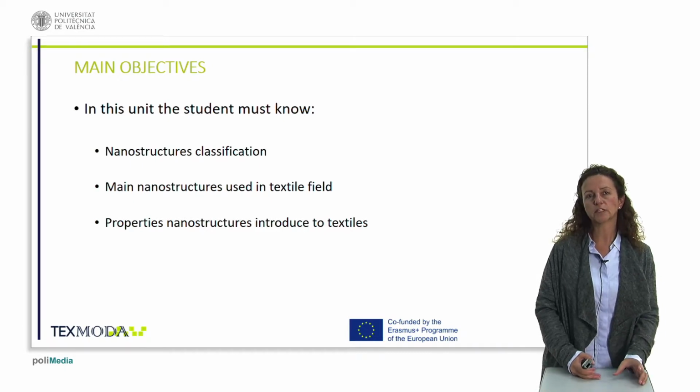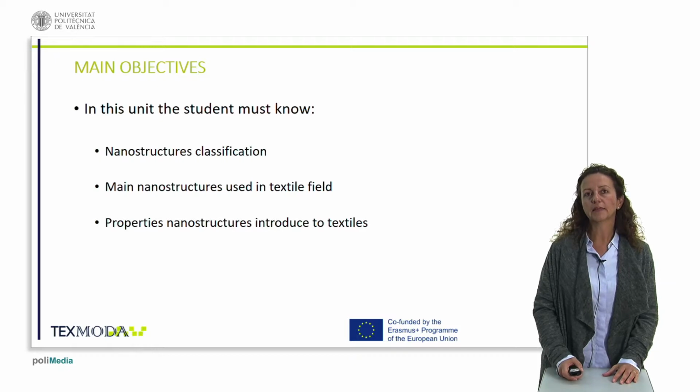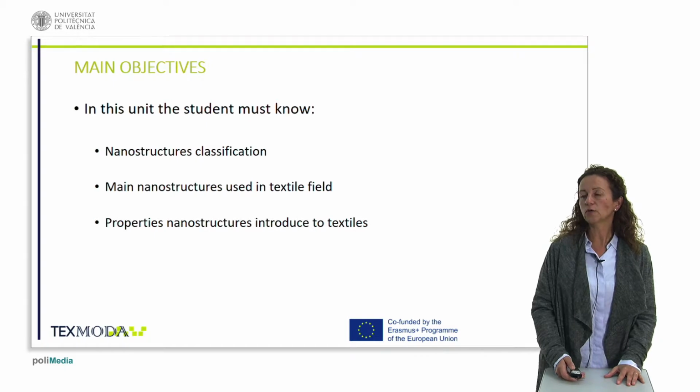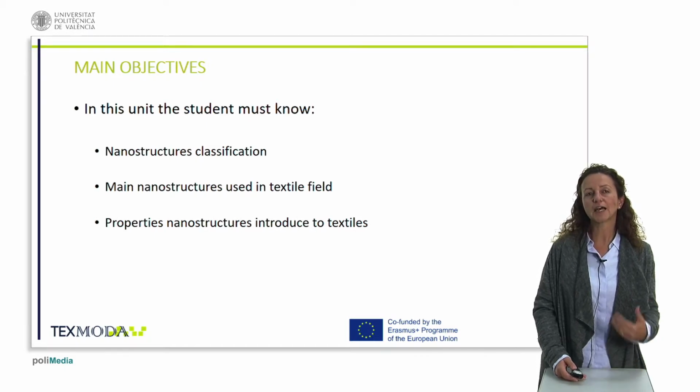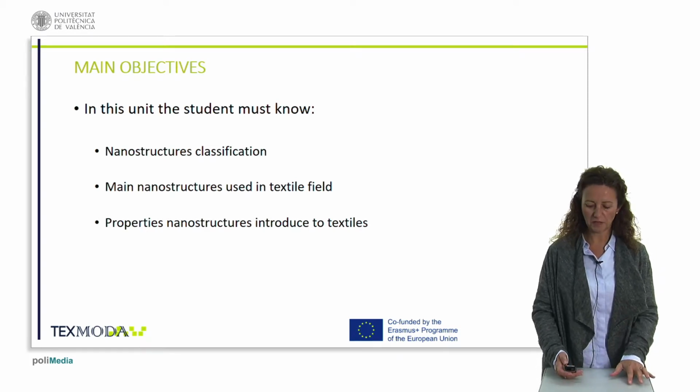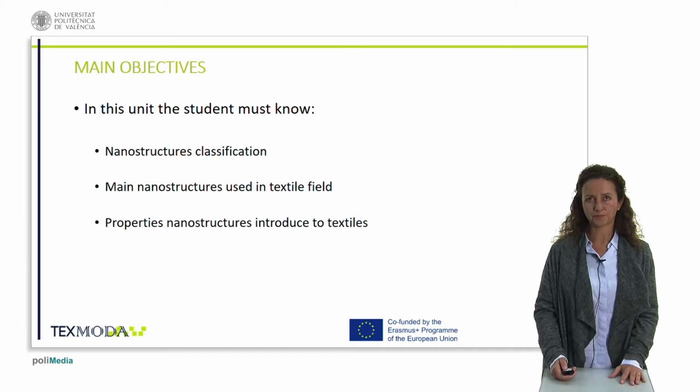The objectives of this lesson are that the student will be able to know the classification of nanostructures, which are the main nanostructures used in the textile field, and finally we are going to introduce the properties of nanostructures which are given to textiles because of the application of that kind of nanoparticles or nanoproducts.